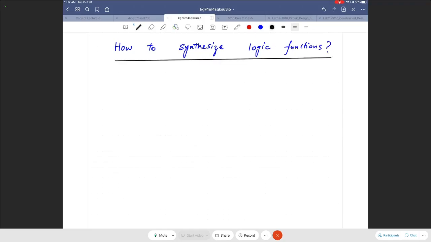We have seen many different ways of doing this. The first one on the list is basic gates. We used AND, OR, and NOT gates to synthesize logic functions. Then we said, all right, we can also do this just by using NAND gates. We can also do this just by using NOR gates.